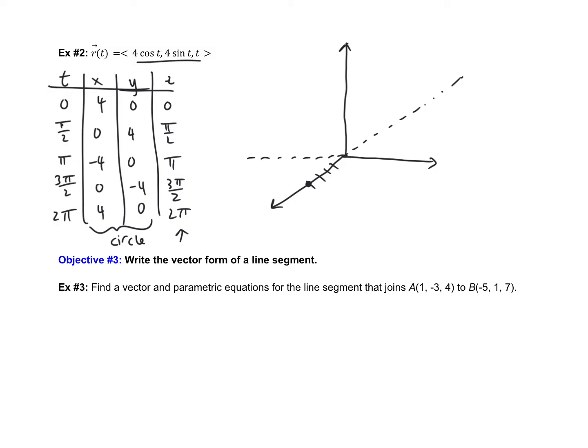Okay, so then we have 0, 4, and pi over 2. So that's about here. And then we have -4, 0, and pi. Which is about there. And then we have 0, -4, comma 3 pi over 2. 3 pi over 2 is about 4.71. So that's about here. Okay.